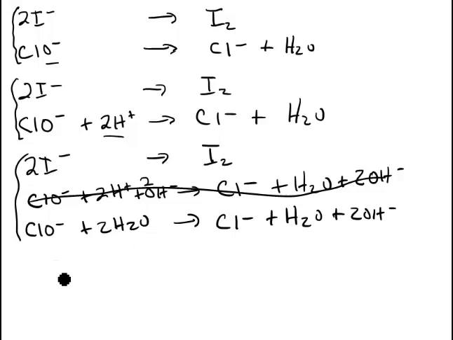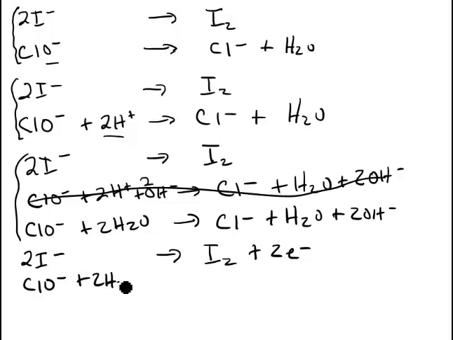And now our last step, well, not the last, but we now need to balance charge. So we have 2I minus here. That's 2 minuses on that side, so we've got I2 here, and that means we've got to add 2 electrons there to balance our charges. And then down here we've got ClO minus plus 2 H2Os, and that gives us Cl minus plus H2O plus 2 OH minuses. So we've got 3 minuses on the right-hand side of this one, only 1 over here, so we've got to add 2 electrons.